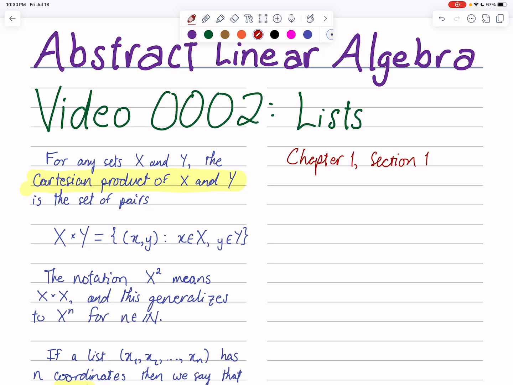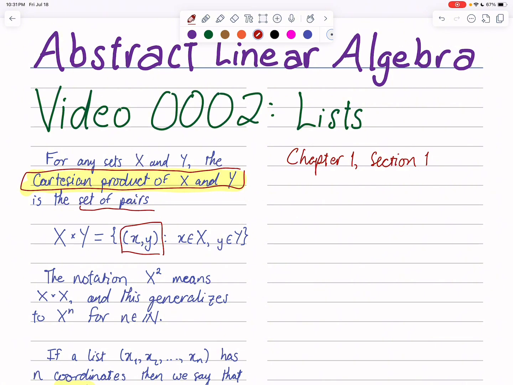So here we're talking about lists. Now, a list for us is just going to be any ordered finite collection of things. And so we're just going to start with pairs, right? So lists of length 2 is effectively what this is. And we'll go ahead and right away introduce the notation of the Cartesian product, the definition and the notation of the Cartesian product of any x and y, any two sets, x and y.